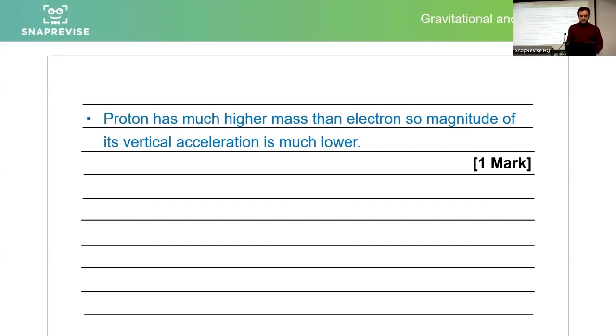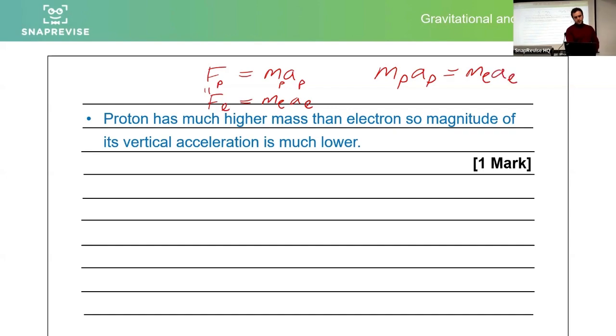However, this is where we can look at the fact that the proton has much higher mass than the electron. So they've both got the same force acting on them. So the force on the proton and the force on the electron are equal, but that does not imply that the masses are equal or the accelerations are equal. It implies this is true.